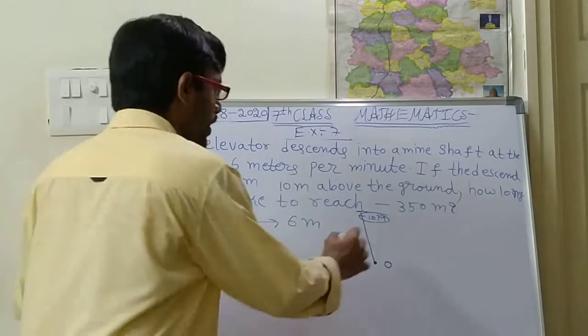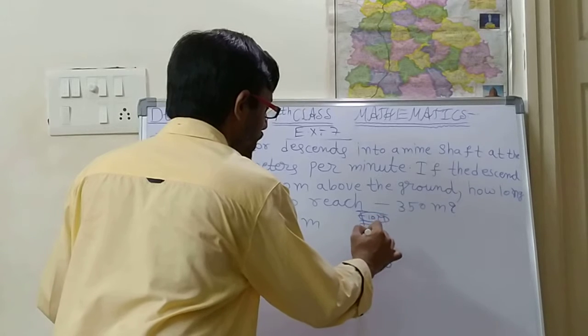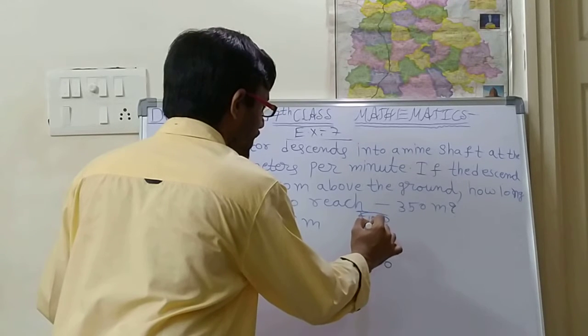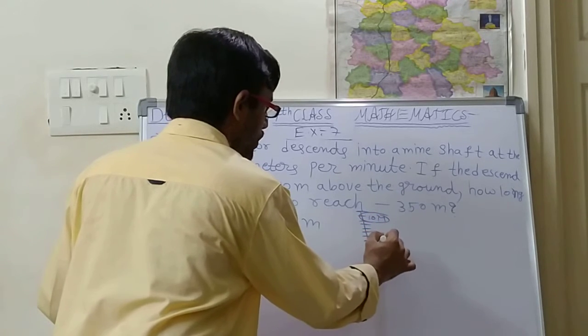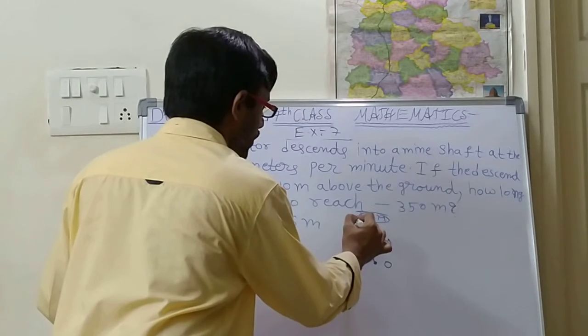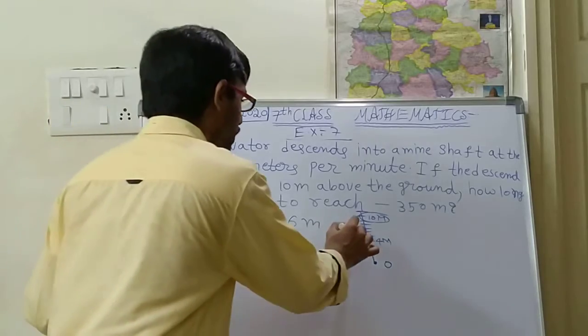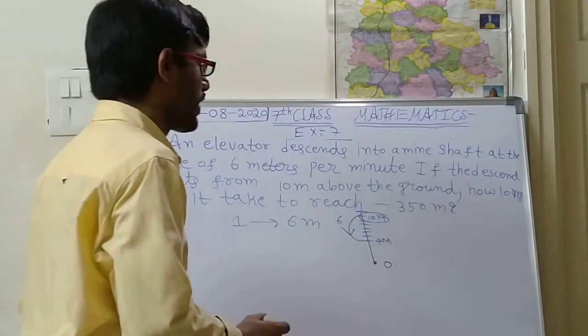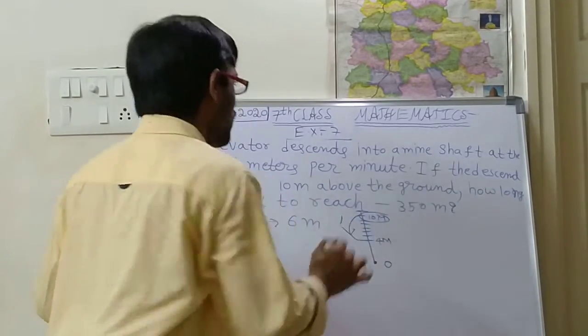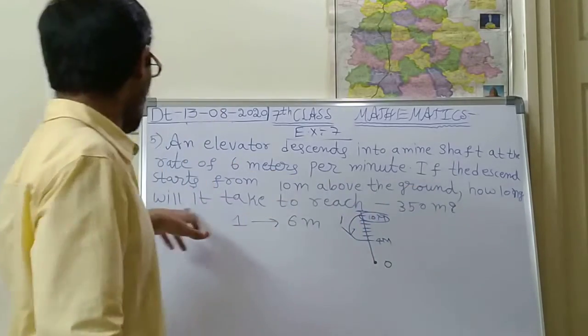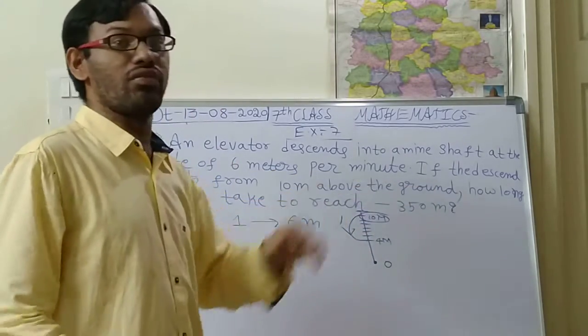So for every minute it is covering 6 meters. Okay, 10, 9, 8, 7, 6, 5, 4. This is 4 meters. So for 1 minute it is covering 6 meters. Okay, like that. What is the question? How long will it take to reach minus 350?